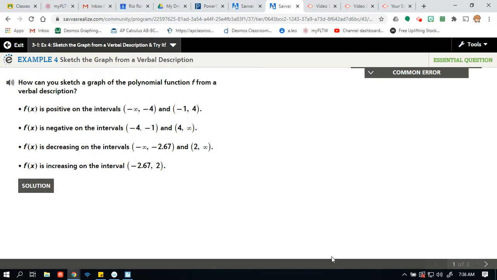The third criteria is f of x is decreasing on the intervals negative infinity to negative 2.67 and 2 to infinity, which means that the slope itself is decreasing. It's going from a greater value to a lesser value. And then f of x is increasing on the interval negative 2.67 to 2.